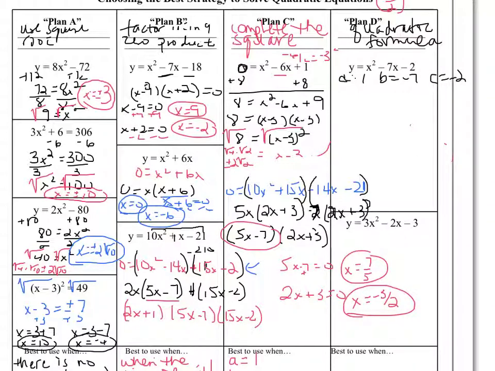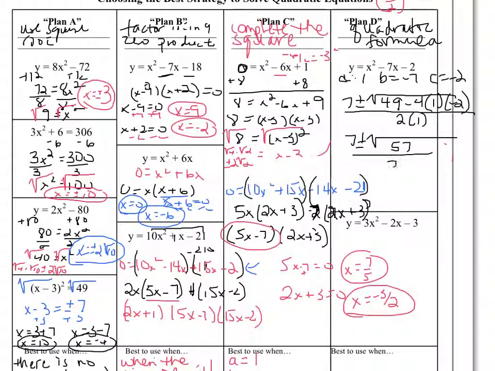Okay, so negative b would be 7 plus or minus the square root of b squared. Negative 7 times negative 7 is 49. Minus 4 times a times c, all over 2a. So 2 times 1. Okay, simplifying in the next group, I have 7 plus or minus the square root. Negative 4 times negative 2 is 8. So 49 plus 8 is going to give me 57 underneath the square root over 2. Okay, and this is your answer for x. I need to check to see if I can simplify, but there's nothing I can. I can't simplify the square root of 57. And then 7 and 2 don't cancel out either.